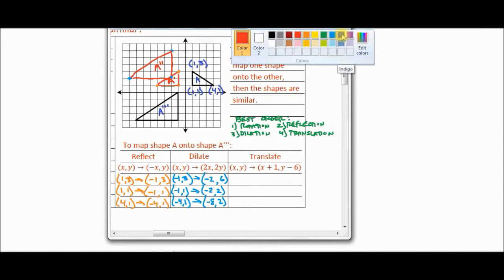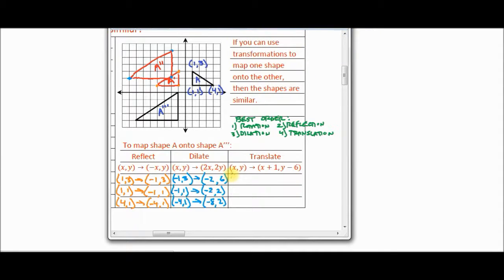Let's go ahead and run through that translation. I'll put that in dark blue. So now we're going to take our points from A double prime, which is now negative 6, 2. Let's run it through our transformation. We're going to add 1 to the negative 2. That's negative 1. 6 minus 6 is 0. There's our first point.